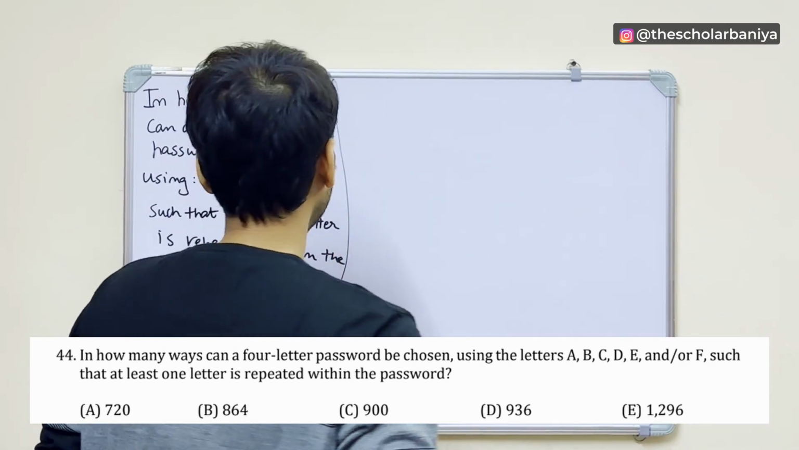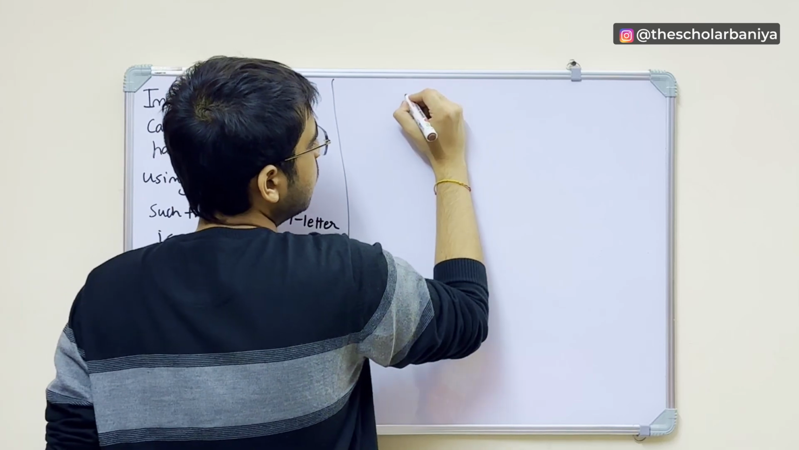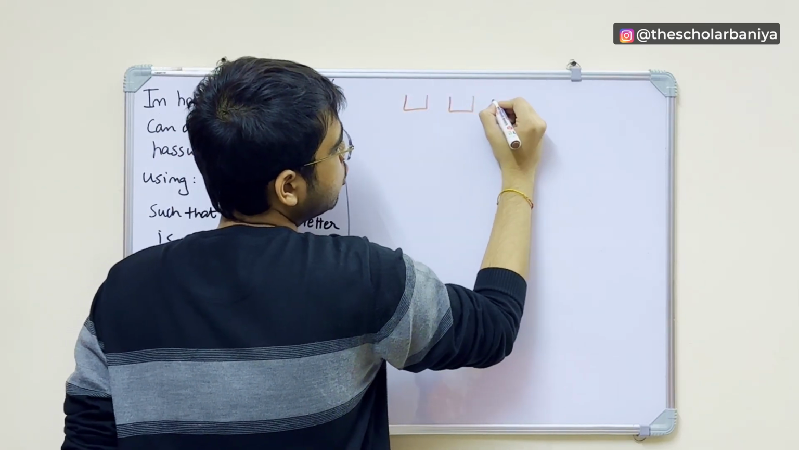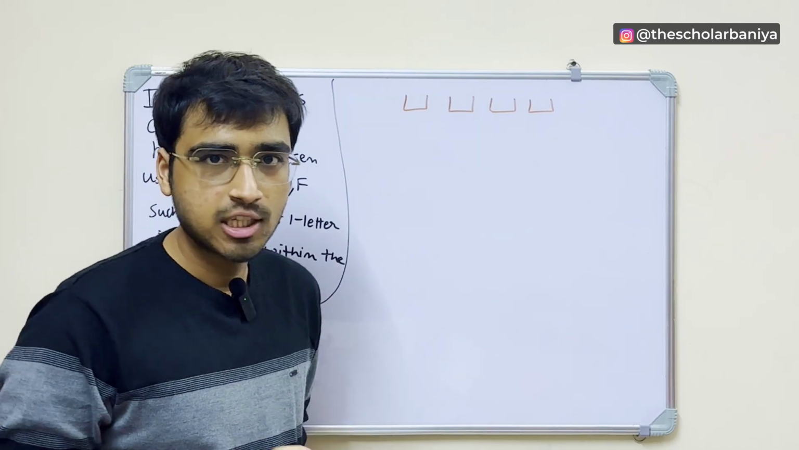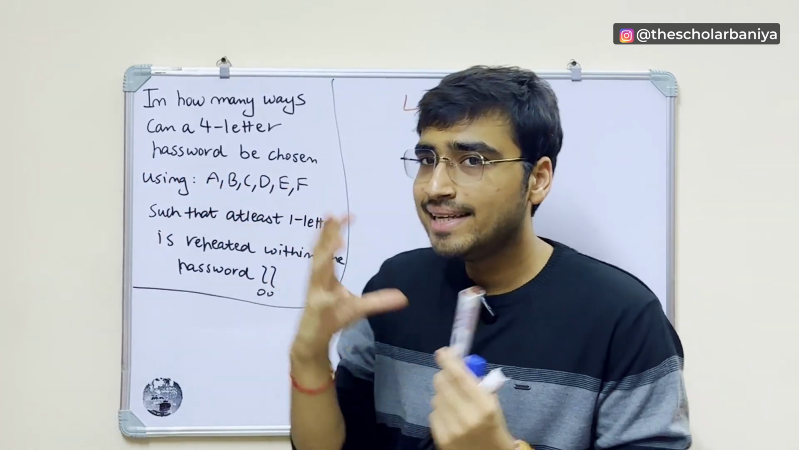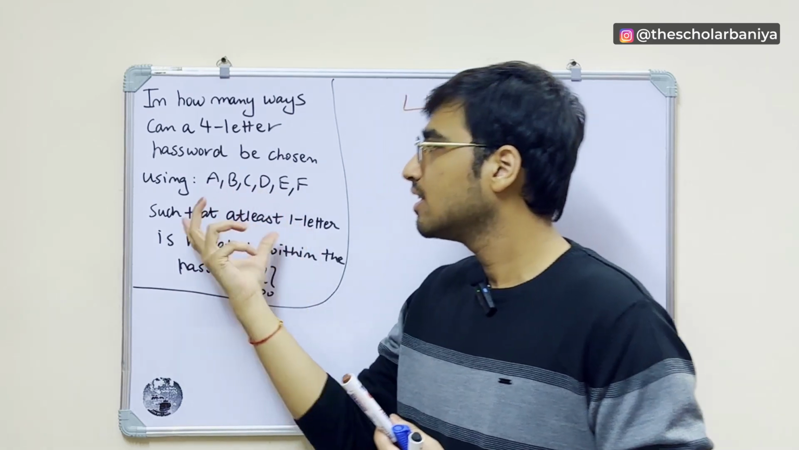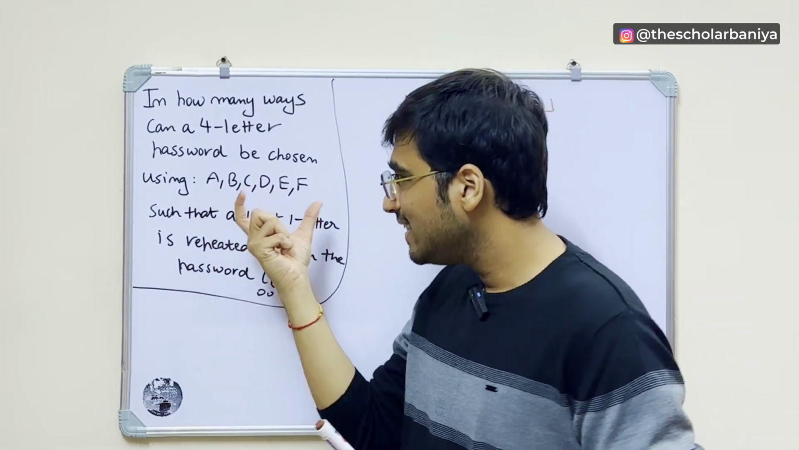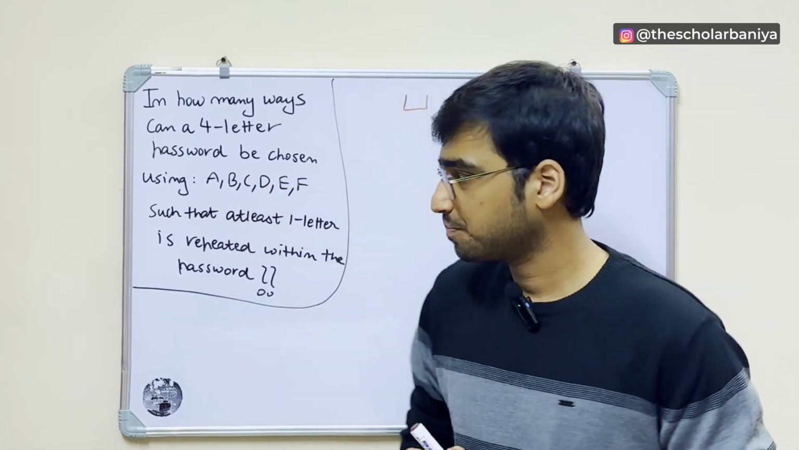So tell me one thing, it's a 4-letter password, right? So 1, 2, 3 and 4. And how many letters are possible? 1, 2, 3, 4, 5, 6. So basically we have to choose each letter from these 6 given letters, right?